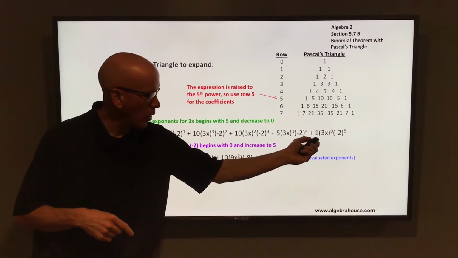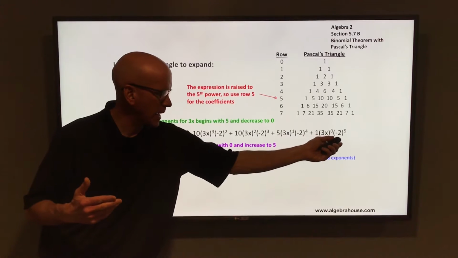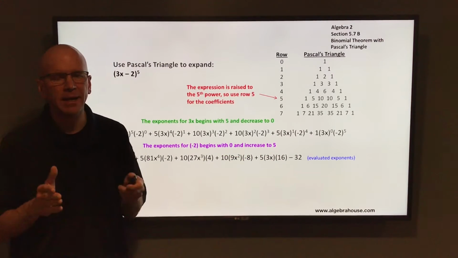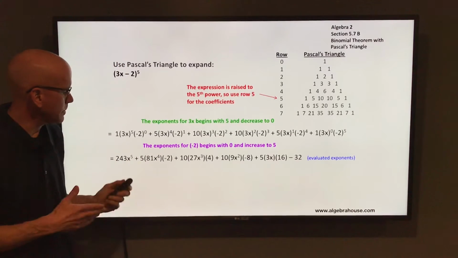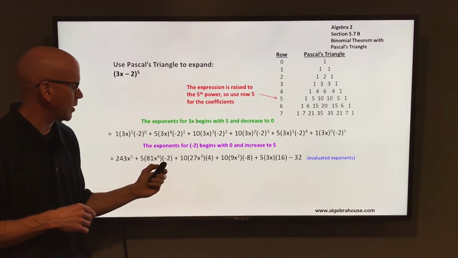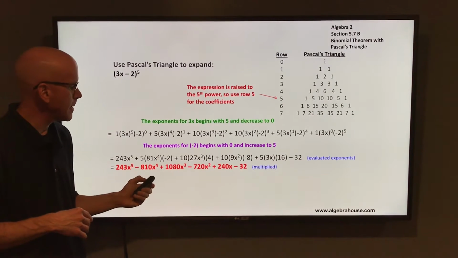Finally, 1, we don't need that. 3x to the 0, we don't need that. That's just 1. And if you take negative 2 to the fifth power, take a negative number to an odd exponent, that is negative 32. Keep simplifying this. You have 5 times 81 times negative 2. That would be negative 810x to the fourth.